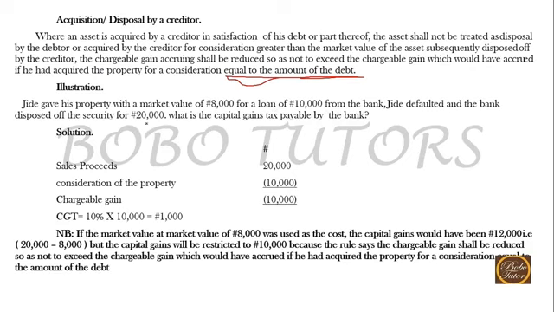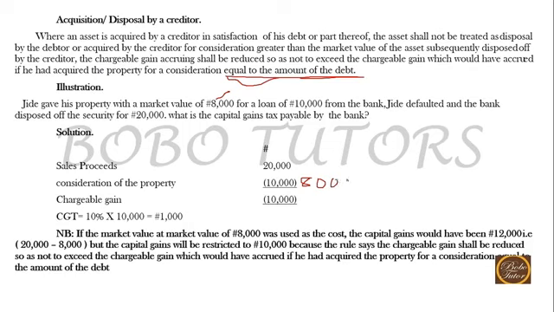So this is the sales proceeds. But at the time Jide collected the loan, 8,000 naira is the market value of that asset. You understand? But the loan that Jide collected was 10,000. So the sales proceeds is 20,000 when the bank disposes, but the cost of that asset will be 10,000 naira. If you use market value as the cost, the capital gain would have been 12,000. You understand? If you use 8,000 naira as the cost of that asset, the capital gains would have been 12,000 naira.